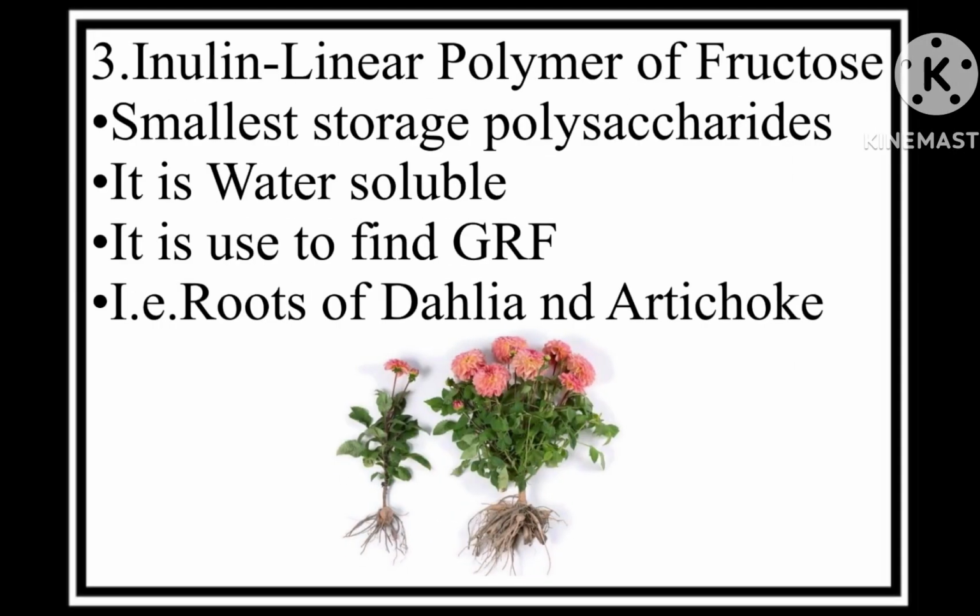The third one is inulin. It is the storage polysaccharide of plants, mainly flowering plant families. NCERT says they are the linear polymer of fructose, which means they are made up of 20 to 30 fructose units linked together by bonds. Now see, there is a special fact about it, which says it is a water soluble polysaccharide used to measure GFR, glomerular filtration rate. The roots of Dahlia plant contain inulin, which can be used to measure GFR, which is a key indicator of kidney functionality.